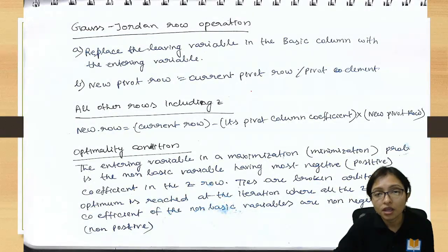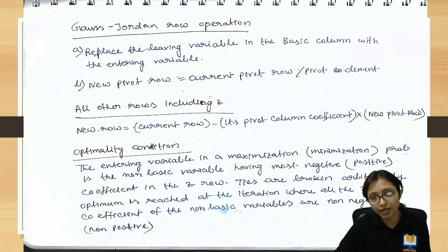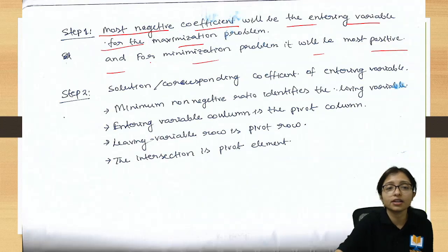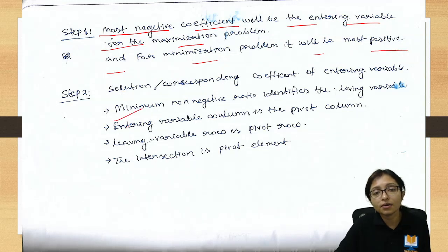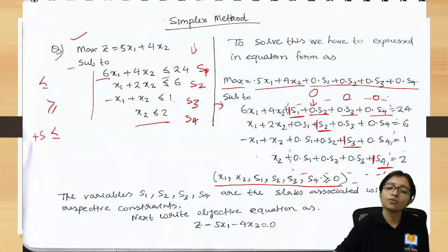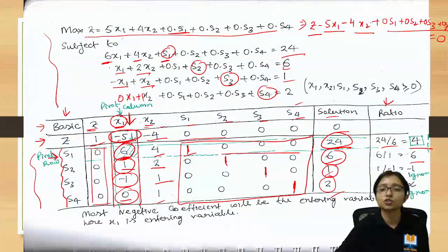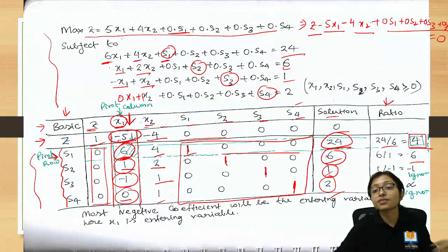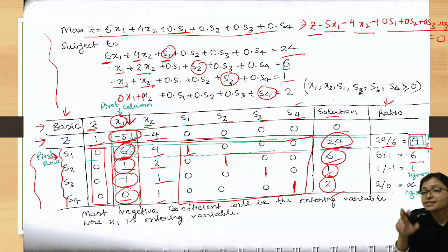Which one should be selected? The minimum non-negative ratio will be your leaving variable. So here which one is your minimum non-negative ratio? That is 4. Why am I not going to choose the others? 6 is greater than 4. -1 is negative, and the infinity I will not take. It is undefined, because 0 divided by 0 is an undefined thing. So I will not take that undefined. That's why I will take the minimum positive one.